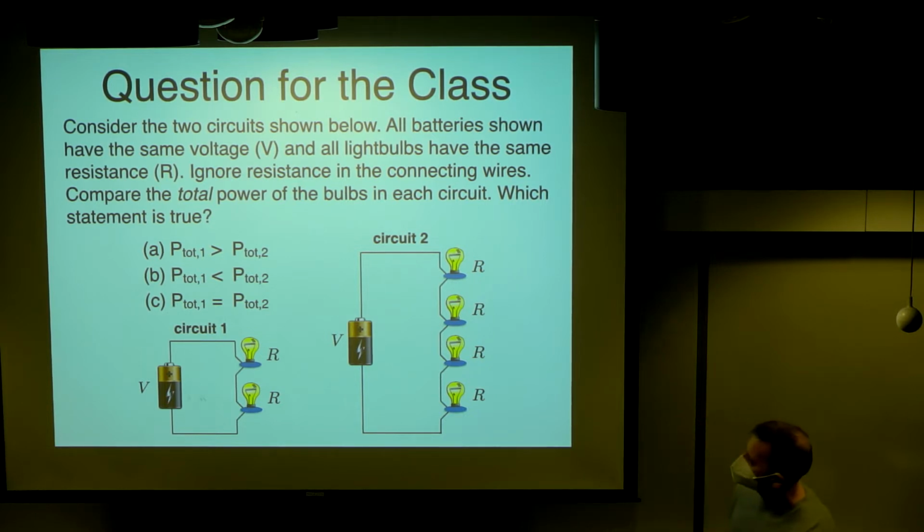My question for you is, if we consider the total power output of all of the bulbs in each circuit, so in the first circuit, the total power output of the 2 bulbs, in the second circuit, the power output of these 4 bulbs, which one is greater for the total power output? So try to work it out symbolically, what the total power output for each case is, and then just tell me which one's greater, okay? That's what we'll do.